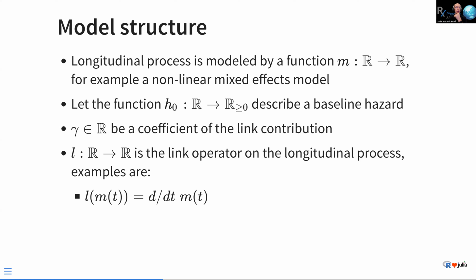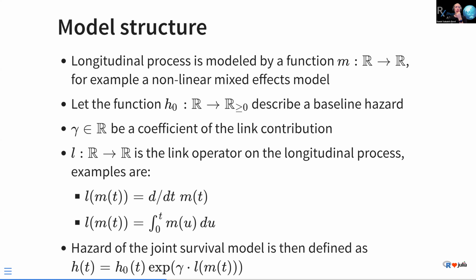Typical examples are to take, for example, the derivative of our longitudinal process. Think about tumor size, right? It's probably a bad sign if the tumor suddenly explodes, so you have a higher rate there and the derivative will be larger. Or you can look at the integral of this longitudinal process, and you can think about many other things. Then you can say the hazard for the patient survival in the joint survival model is, in a similar way as in the Cox proportional hazards model, a multiplication of the baseline hazard and this impact term. So we have this exponential transformation to make it positive, and inside we have the link coefficient times the link operator.